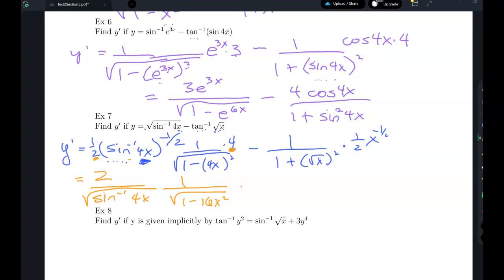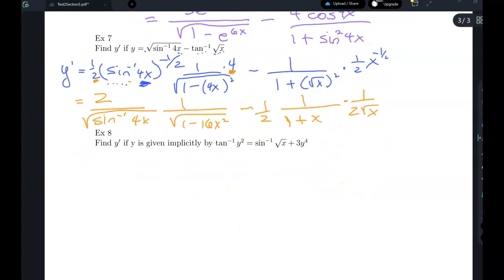And let's do a little bit of cleanup over here. So I'll pull that number 1/2 in the front. I have 1 over 1 plus, what's root x squared? That's just an x, right? So let's just write that. And then times a 1/2, and then the root x goes in the denominator. So just so you can see what it looks like.